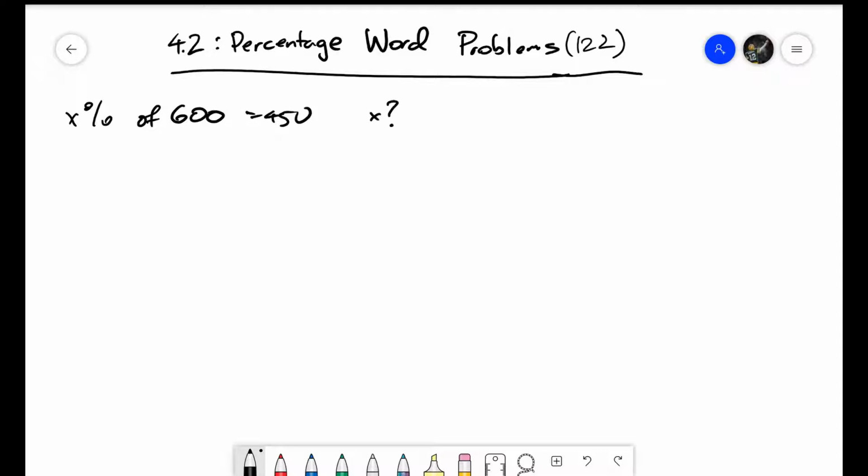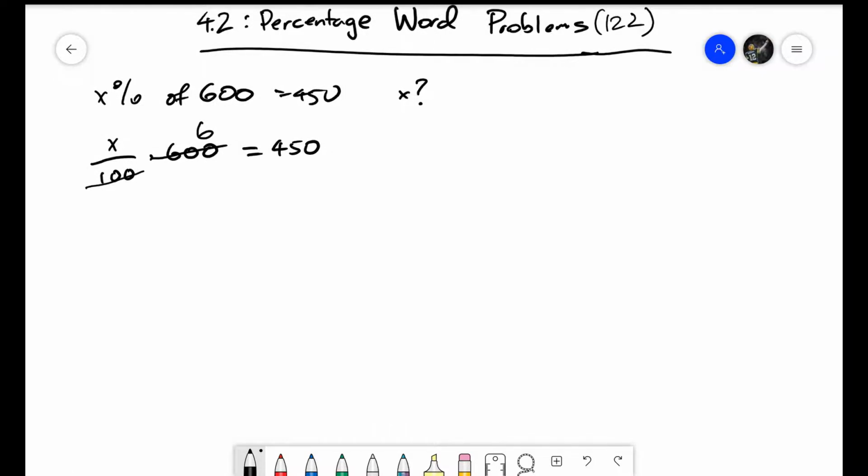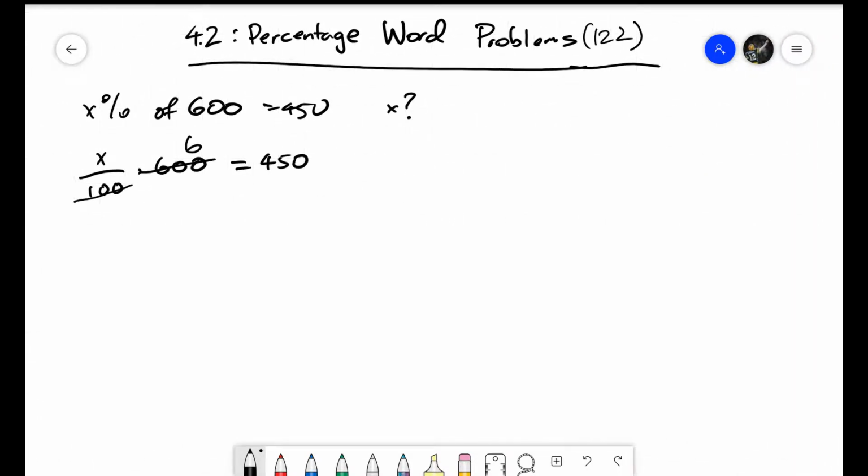So to find what percent of a number equals a different number, you do the percent over 100 times the original number, and that's equal to the new number. So in this case, that will mean that x over 100 times 600 is equal to 450. The 100 and 600 can cancel, and that just becomes 6. This means that 6x equals 450, and x equals 75.